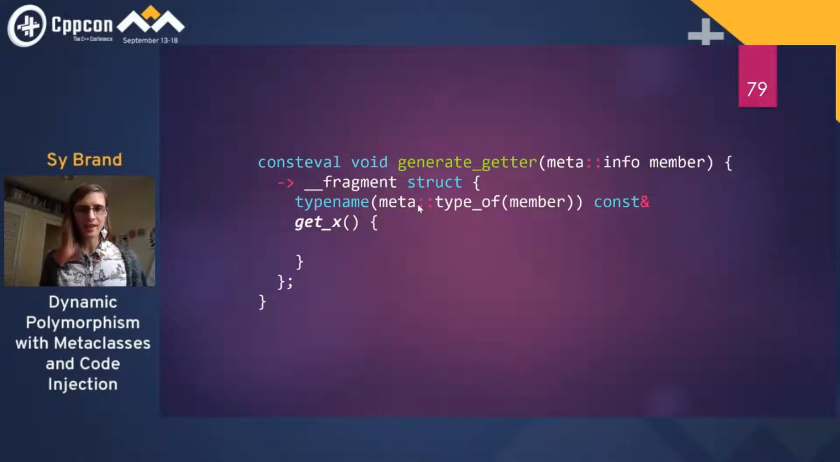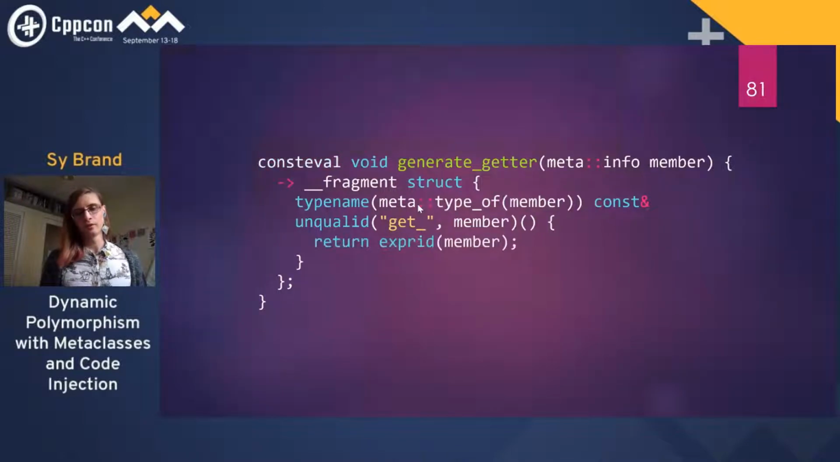Then this getX, of course, I want this to vary depending on the name of the member. For that, I can use unqual ID, which turns some reflection information into an identifier I can use. And I can prefix it and suffix it, which is what I do here. Then I return the member as an expression.